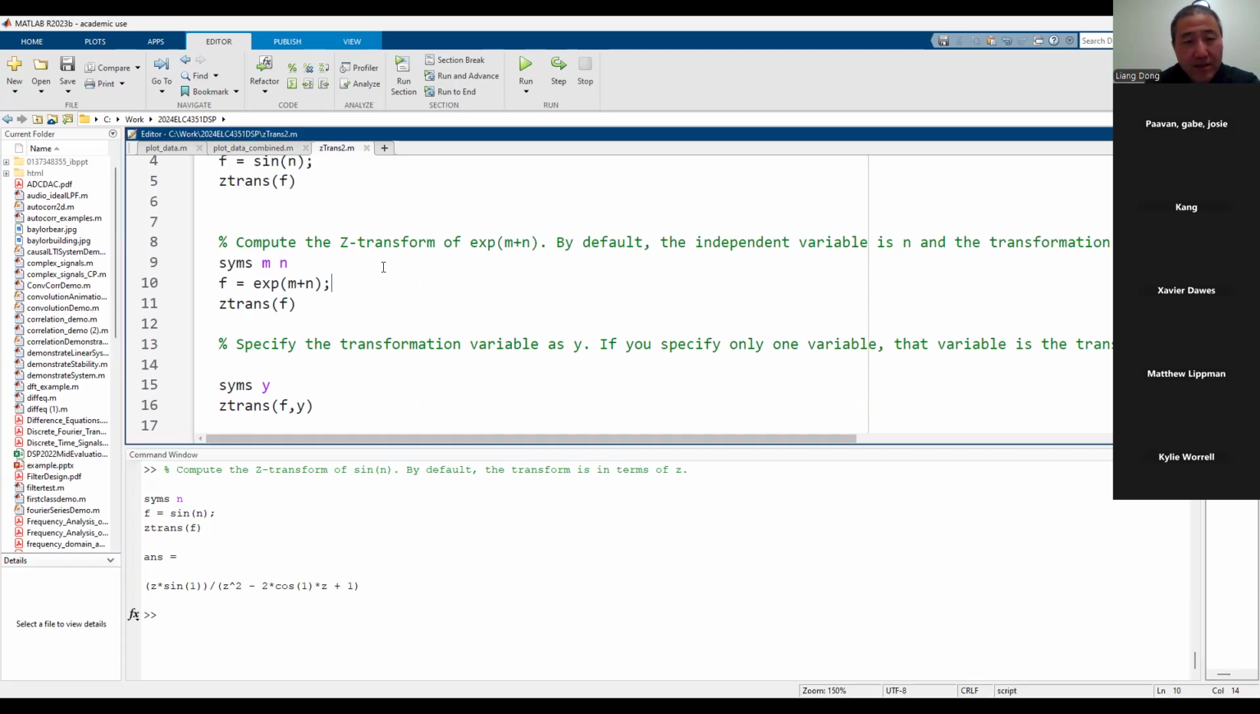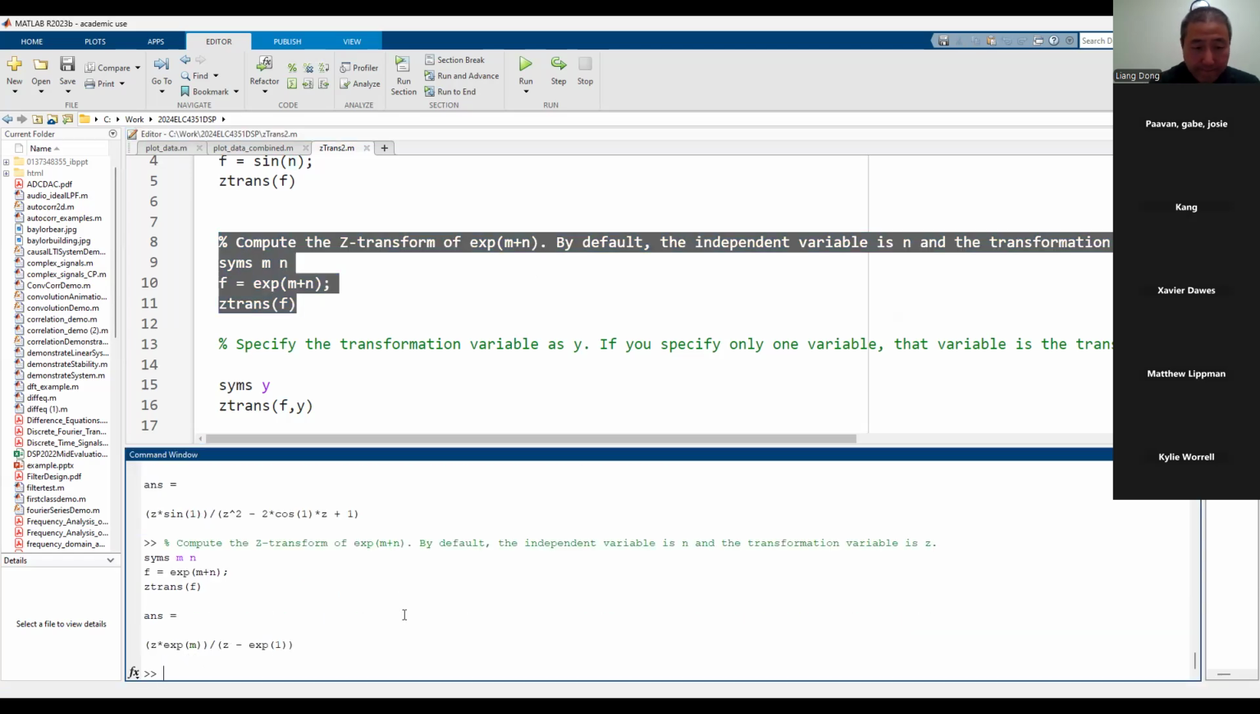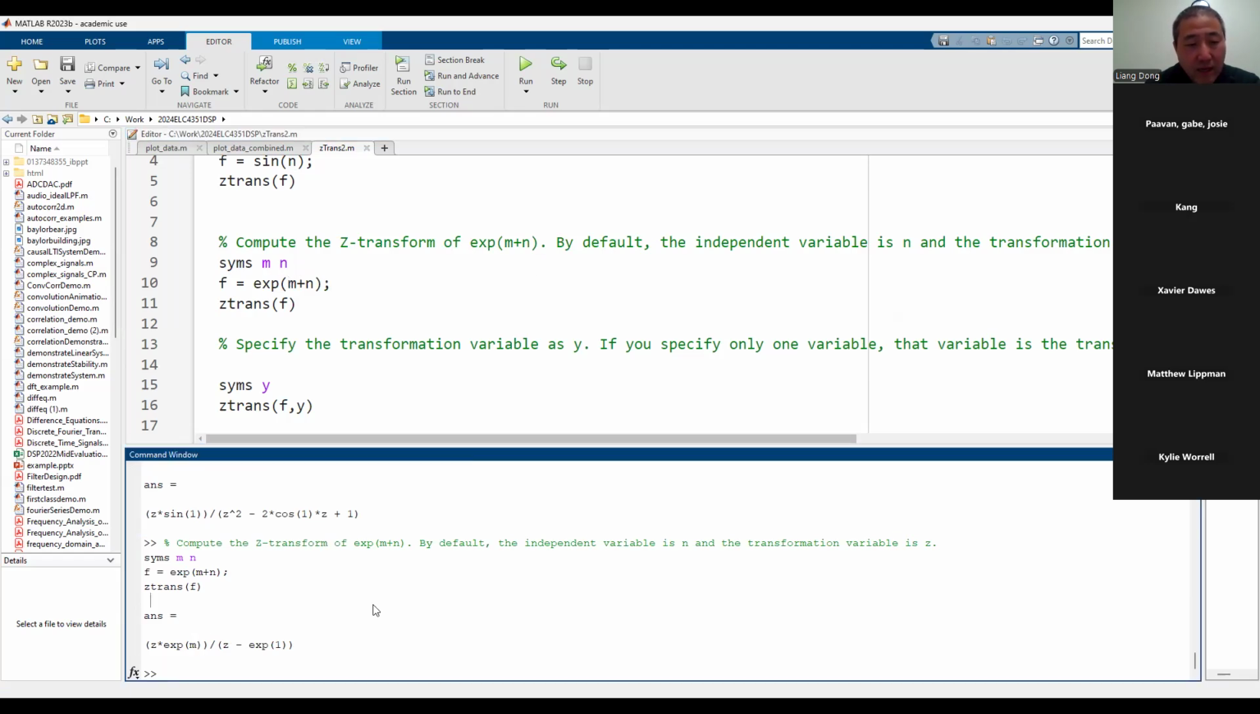The second example is an exponential function, m plus n. By default, n is the time domain signal. And let me just first run this. n is the time domain signal. m is any variable. If you don't define it, it doesn't know, it just keeps that. So it keeps the variable m here, but gives you the output variable as z. It understands n is the time domain, that's t, that's n. So it will do that.